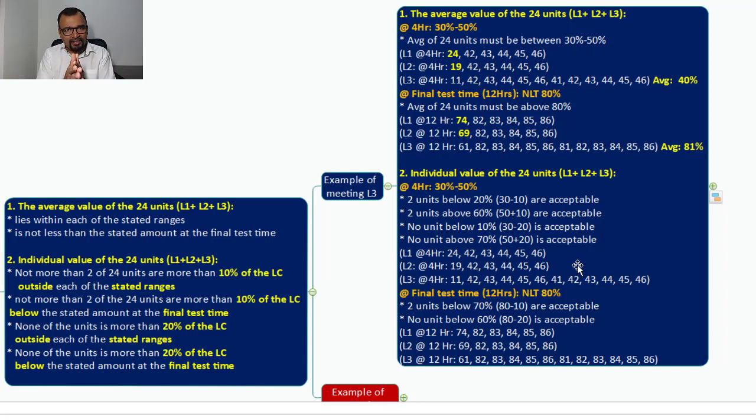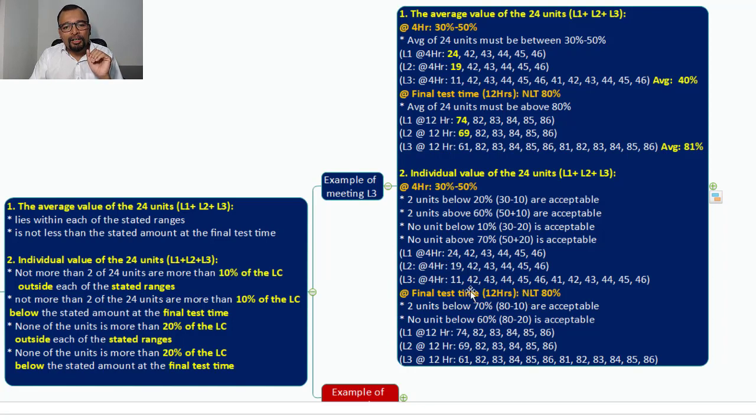And how has the 60% been arrived at? 50% is our highest range at the fourth hour, and plus 10% becomes 60%. The second important point is no unit below 10% is acceptable. That is 30 minus 20. No unit above 70%, that is 50 plus 20, is acceptable. And these are the values.